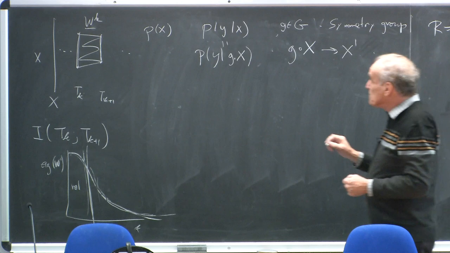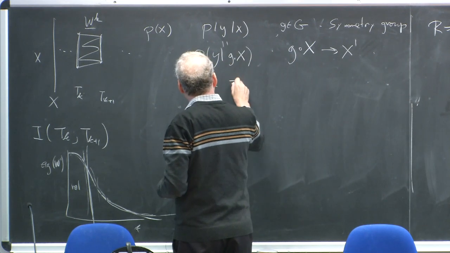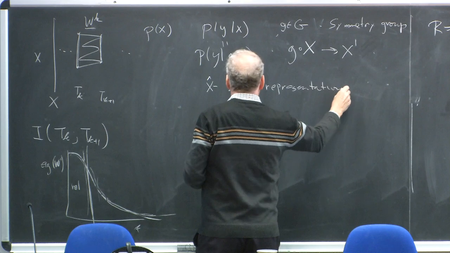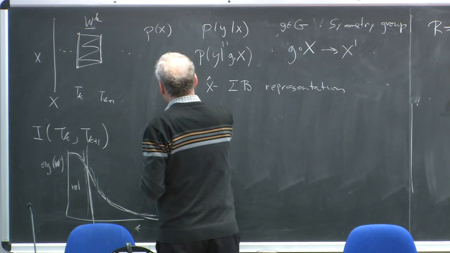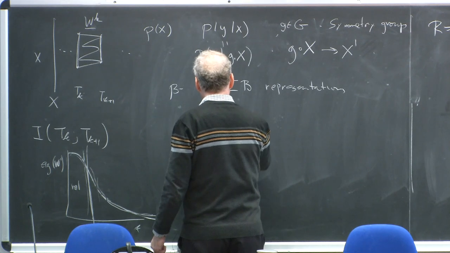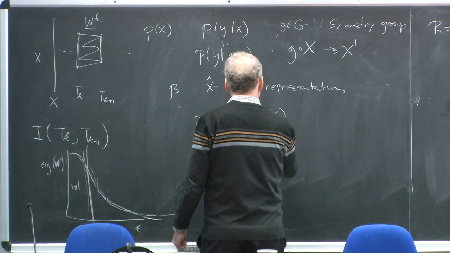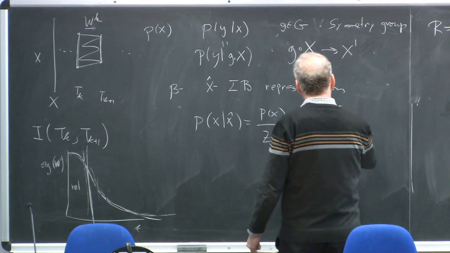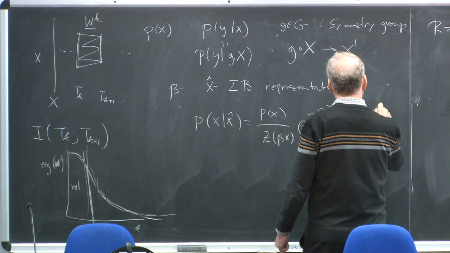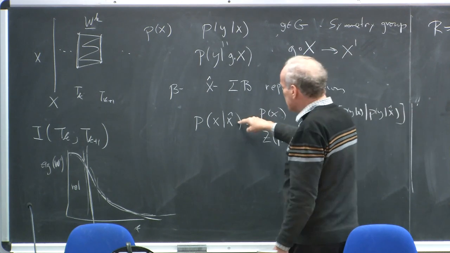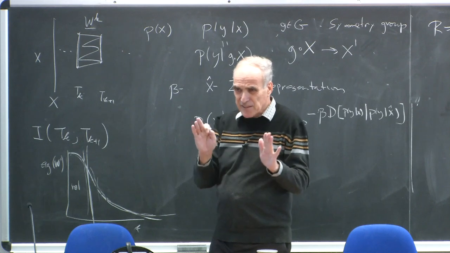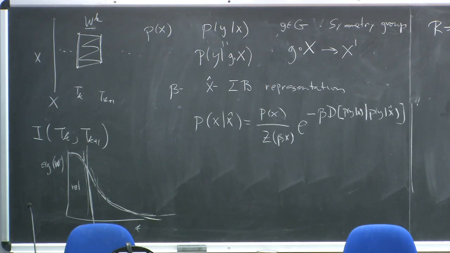So let's call x hat an IB, or information bottleneck, representation, which means that, at a beta temperature, p of x hat given x is p of x hat, normalized by some function of beta and x, e to the minus beta times the KL between p of y given x and p of y given x hat. I'm denoting it by x hat because I want at this point to separate it from the representation of the network, which I call T. Okay, just to clarify the notation. So x hat for me is a representation that is on the information bottleneck solution, or which obeys this solution.